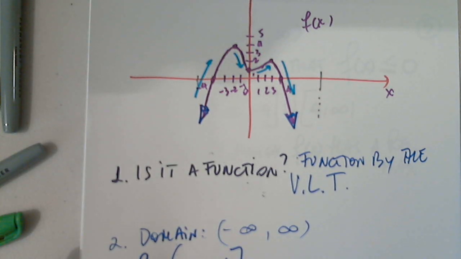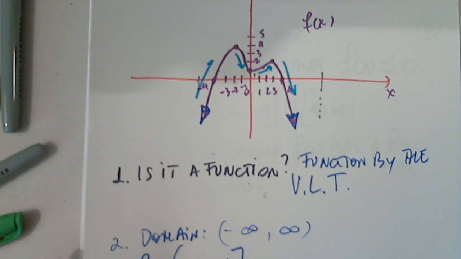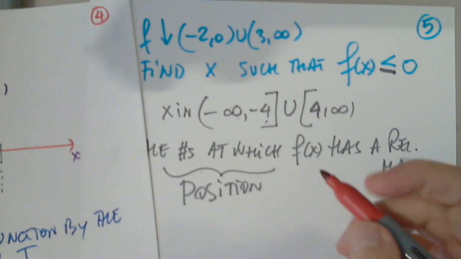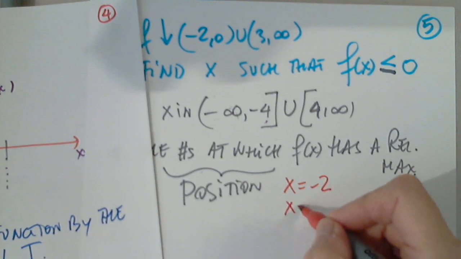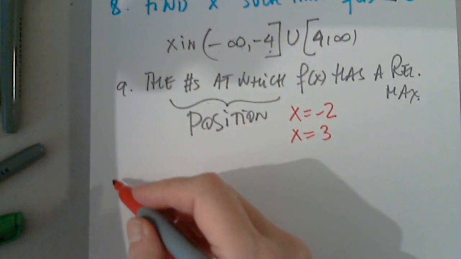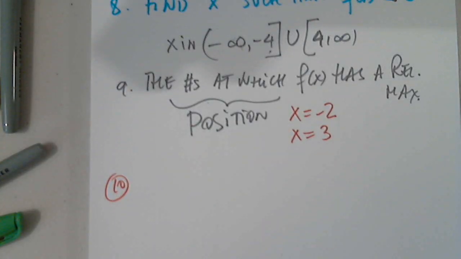At x equals negative 2. Yes, and at x equals 3. That's it. At x equals negative 2 and x equals 3. That's it. Find the relative max.